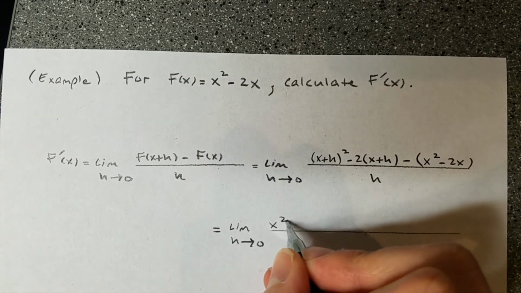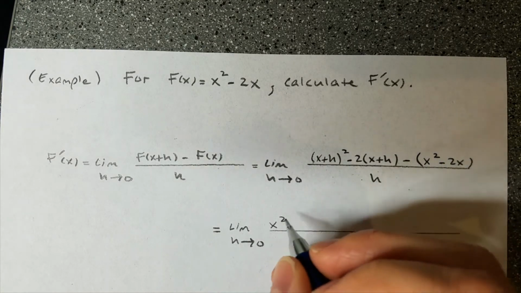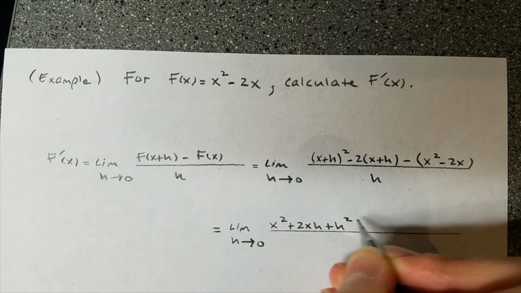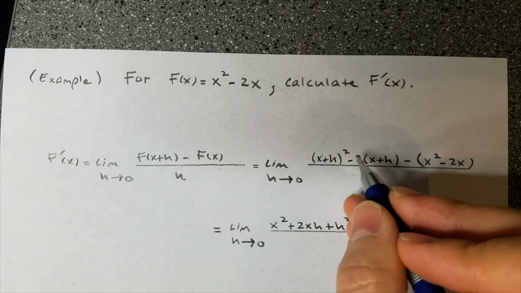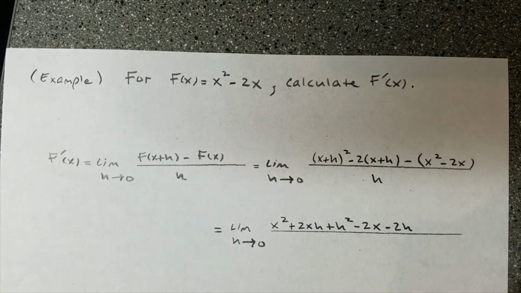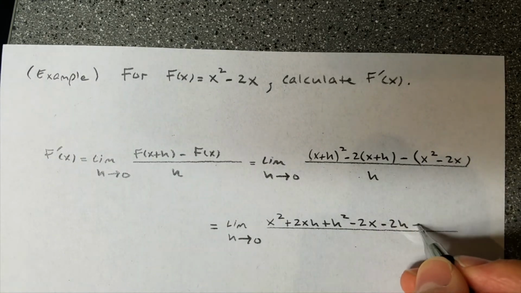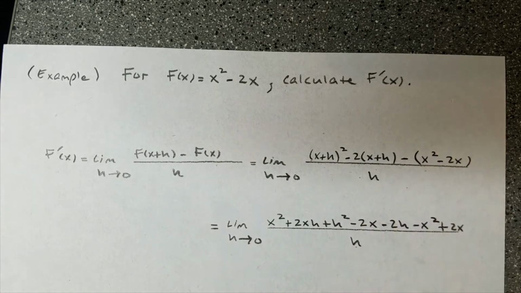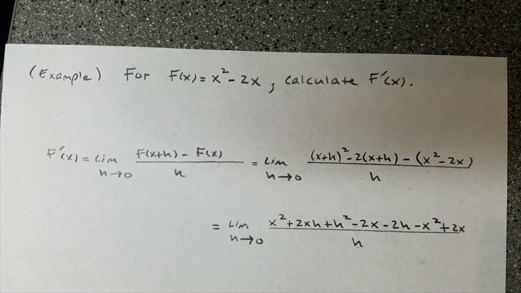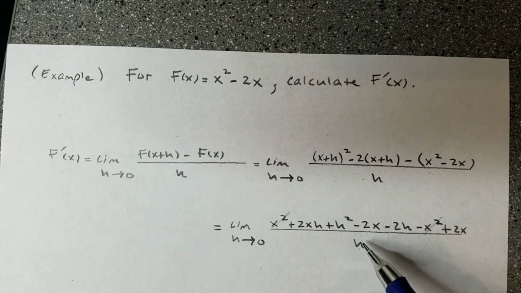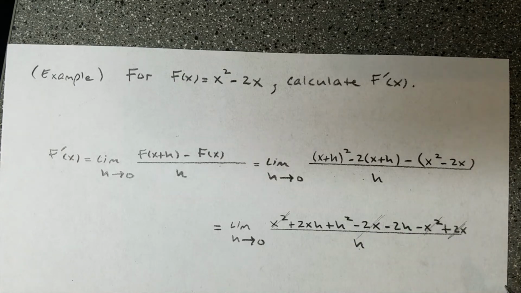All right, so if I do this squaring, x plus h squared, I'll get x squared plus 2xh plus h squared. And then if I distribute this negative 2, I'll get negative 2x minus 2h. And if I distribute this subtraction, I'll get negative x squared plus 2x. Now, when you do that, you'll find a lot of this stuff does cancel. Such as the x squared cancels with this one. The negative 2x cancels with this one. And we have some stuff that's left over, but let's see.